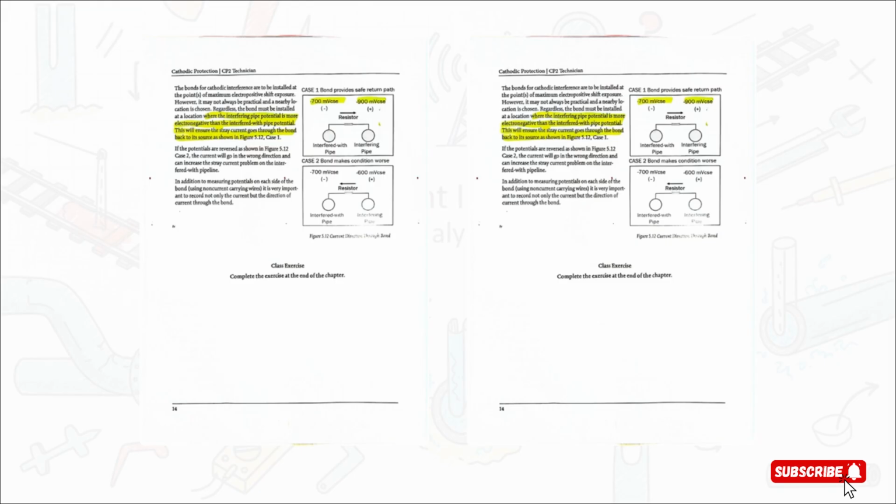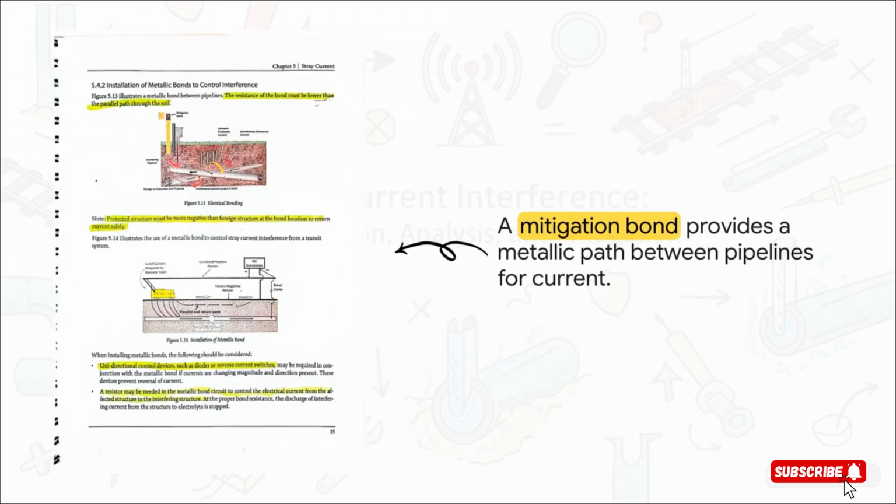The rule is simple, and you can't ever forget it. The bond must always allow current to flow from the more negative structure to the less negative one. And here's what that bond looks like in the real world. It's basically just a cable that connects the two structures, usually run through a test station where we can install a resistor. That resistor is key because it lets us dial in the exact amount of current we want to drain off. It's a simple, elegant solution. We've given the current a better road to travel on, and it'll take it every time.